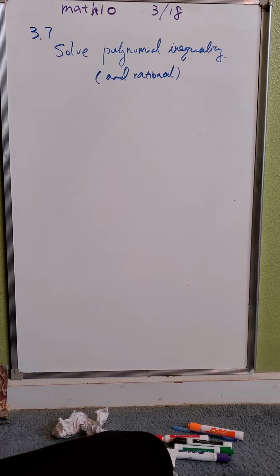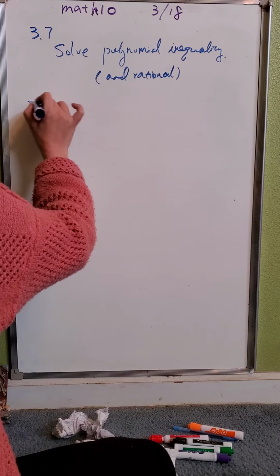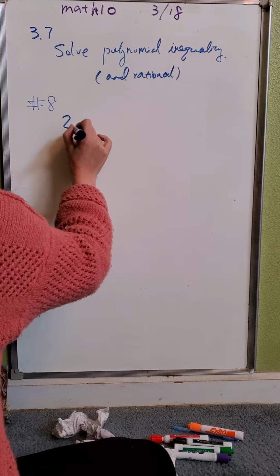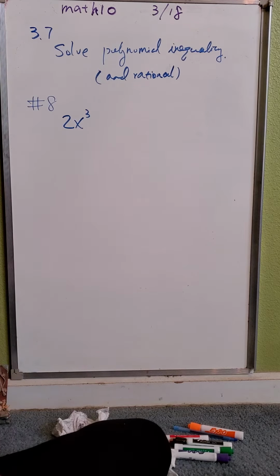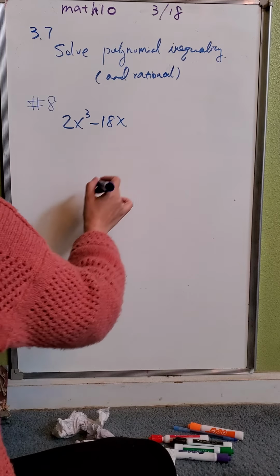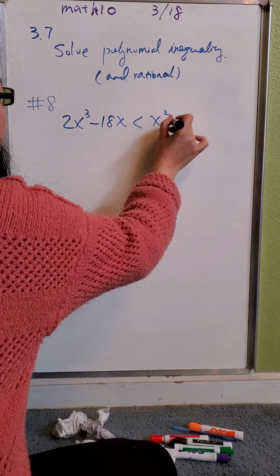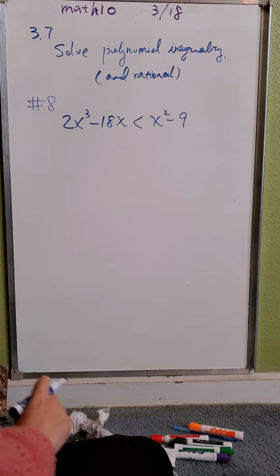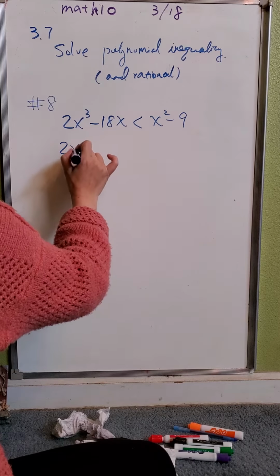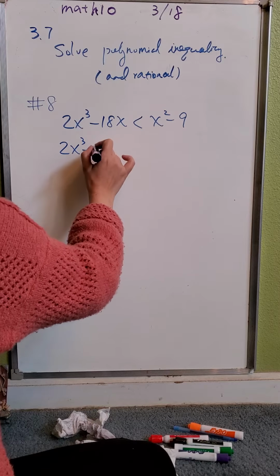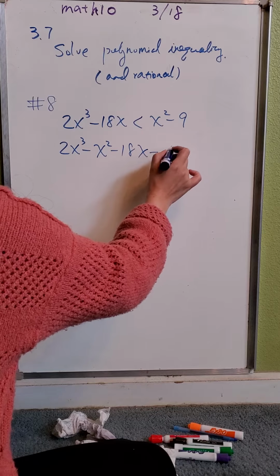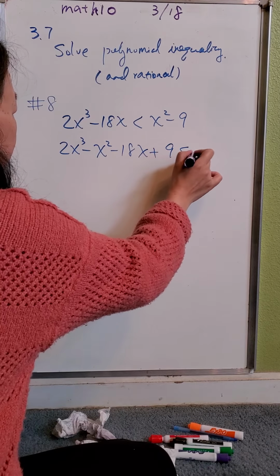The second problem will be number 8. 2x cubed minus 18x less than x squared minus 9. So what we do is put everything on one side first, in descending order. 2x cubed minus x squared minus 18x plus 9 less than 0.